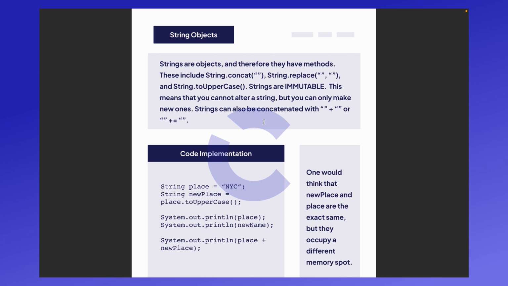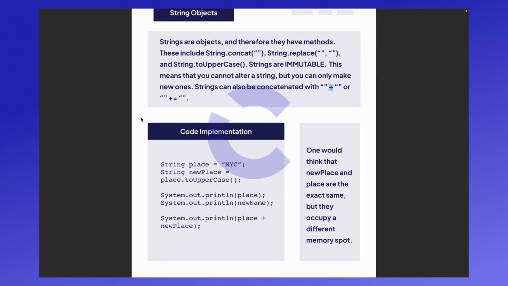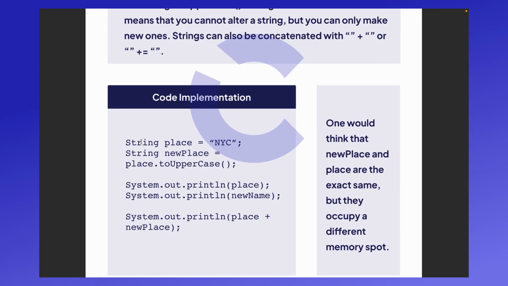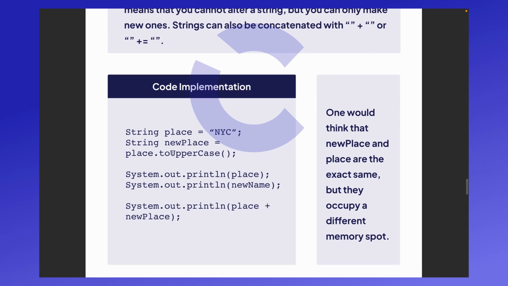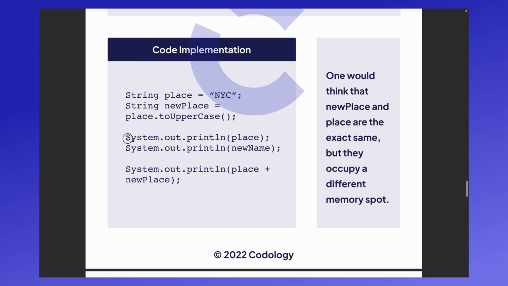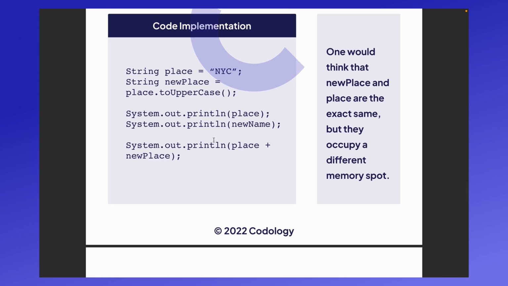You can also concatenate strings with a plus sign or plus equals. So here we have a string called NYC, and then another string which is in a separate memory location. They don't have a reference to the same object, which is toUpperCase on NYC, which is just NYC capitalized, so the same thing. This output will just print NYC on two separate lines, and here it will concatenate NYC and NYC.